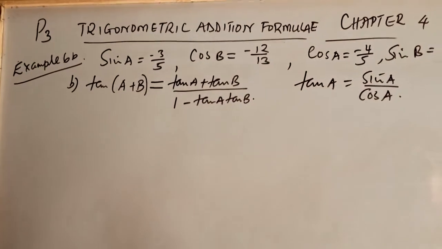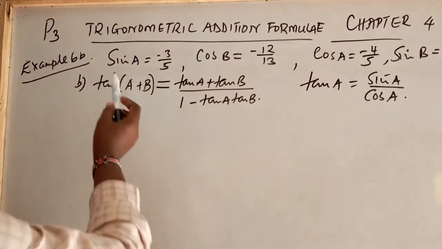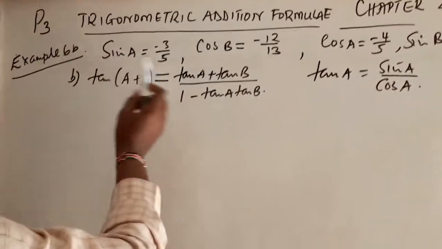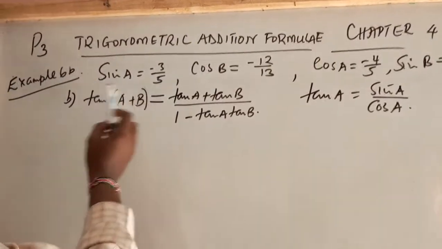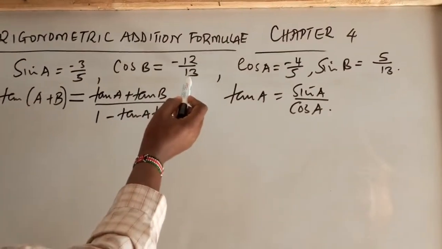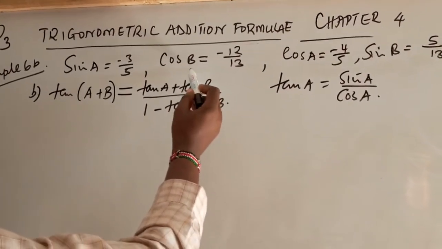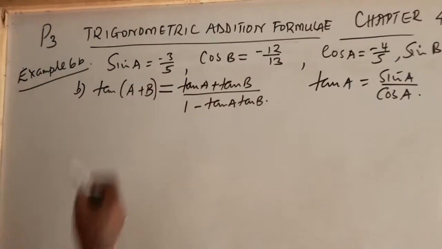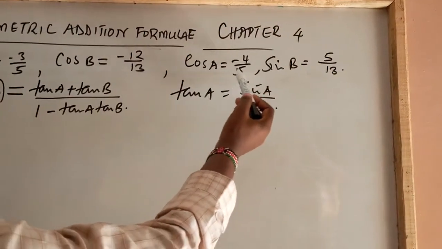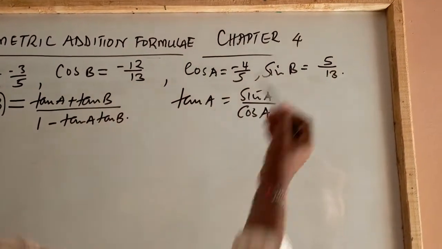This is a continuation of example 6 part A, whereby we were given the sine of A as negative 3 over 5, and A was in the third quadrant, and we were given that cosine B is minus 12 over 13, which was B now in the second quadrant. And with that information, we have been able to find out that the cosine of A is minus 4 over 5, and the sine of B is 5 out of 13.